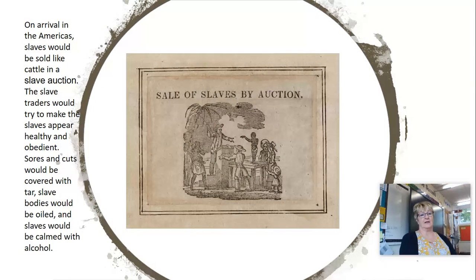They would be herded like cattle into this auction, and the slave traders would try to make the slaves appear healthy and obedient. If they were covered in bruises or cuts and sores, they would be scrubbed clean, and then tar would be put over the sores. And if the slaves were misbehaving, if they were being a little bit unruly, the traders would give them alcohol, which would calm them down and subdue them, so that people who wanted to buy them would think, oh yeah, that's a good slave, they're doing what they're told, they look nice and healthy.